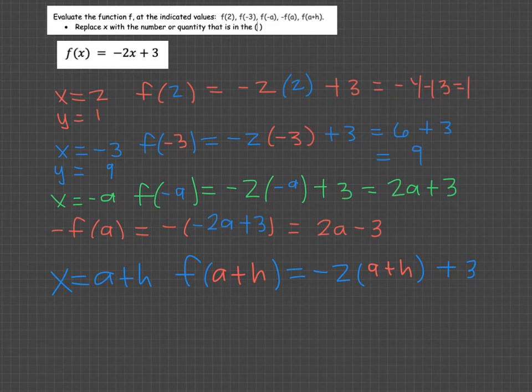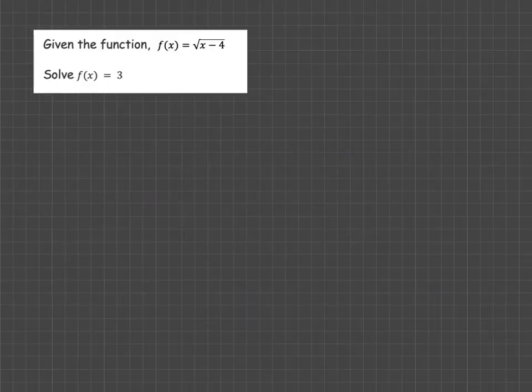So here we want to distribute that negative 2. So that results in negative 2a minus 2h plus 3. And that is the result. We have no terms that we can combine, so we leave it just like that.